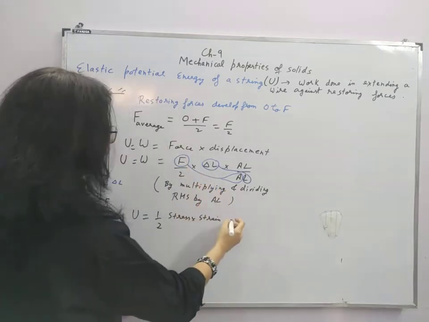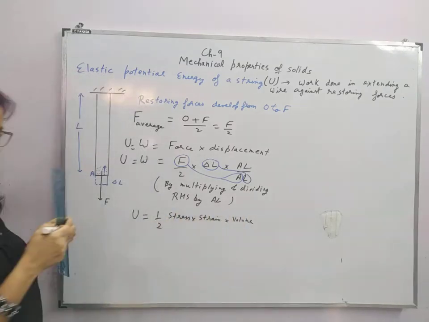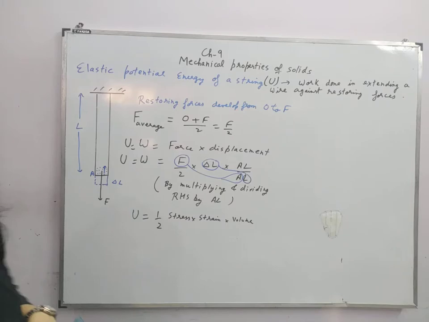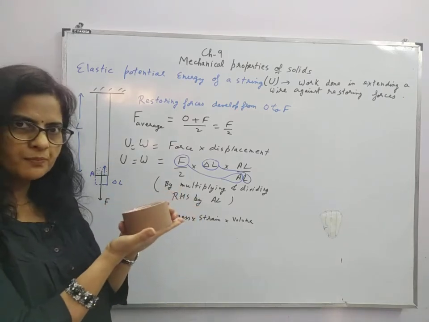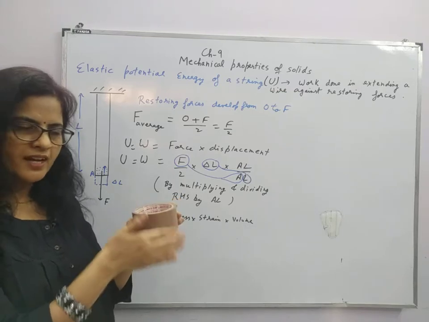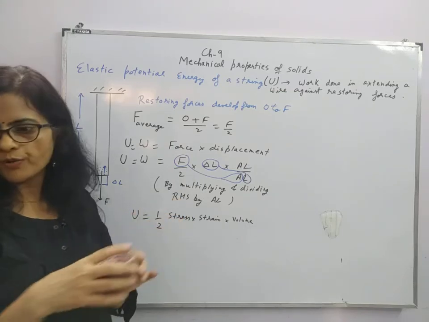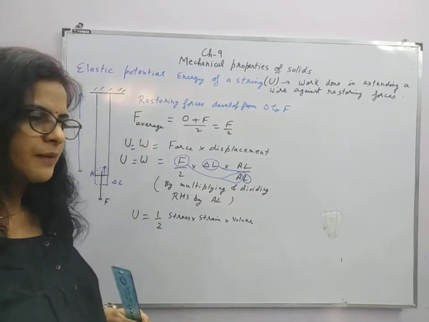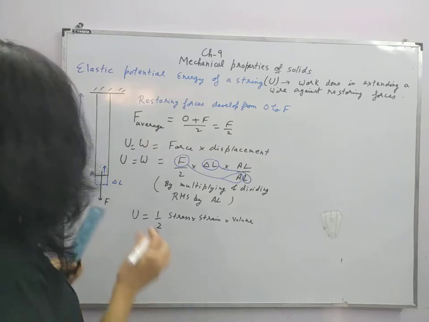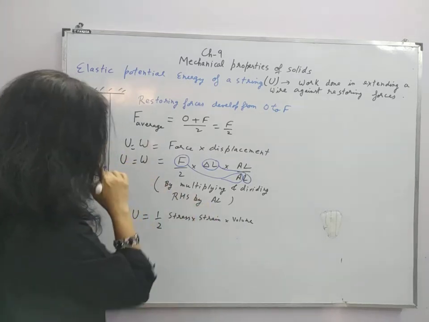And AL can be written as volume, because you know if you have a cylinder like this, the area of base is pi r square and h is the height. So area of base into height gives you the volume of the cylinder. Volume of the cylinder is what? Pi r square h. And this is applicable in a cube also, cuboid also. So area of cross section multiplied by height gives the volume.